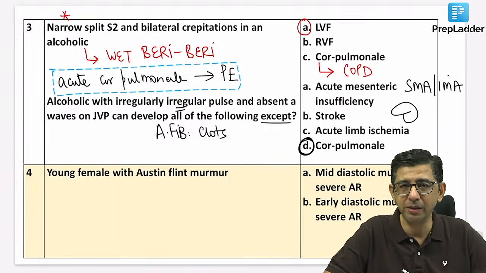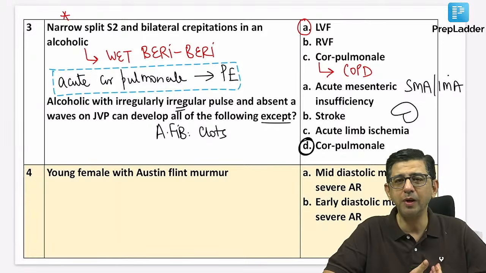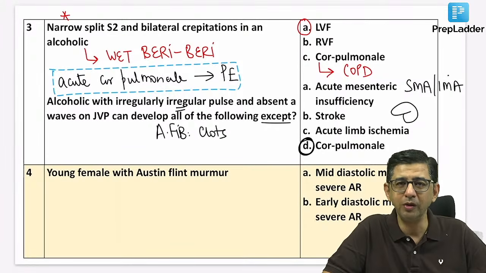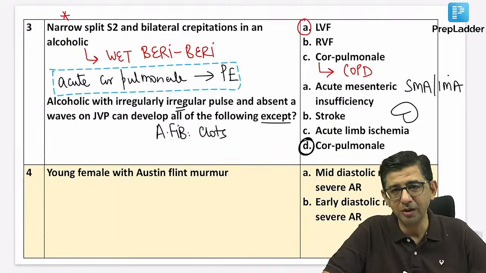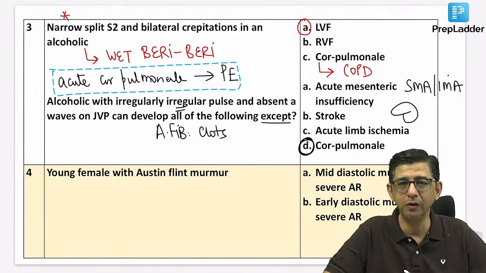That's because the "except" word was missed there. Cor pulmonale is caused by COPD. Now, one way to solve the question is simply, cor pulmonale is caused by COPD. And the second way to solve the question is to go by logic. The logic is the clots will go to the brain, in the internal carotid artery, there would be stroke.